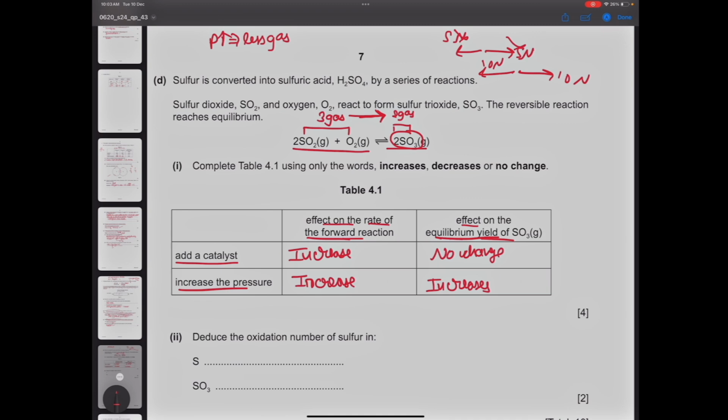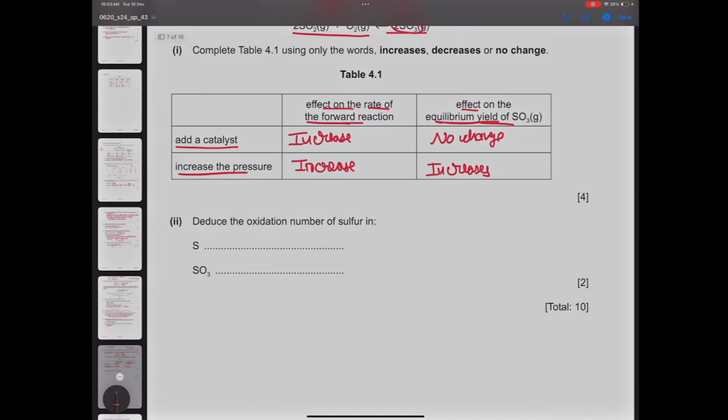Deduce the oxidation numbers of sulfur in S. See, sulfur in elemental form is always in oxidation state 0, so just mention 0. In SO3, how do you figure it out? Take sulfur as X, and oxygen as 3 times negative 2. Why am I taking negative 2? Because a single oxygen has a charge of negative 2, and the total charge is equal to 0. So X is equal to positive 6. You need to mention positive 6 here.